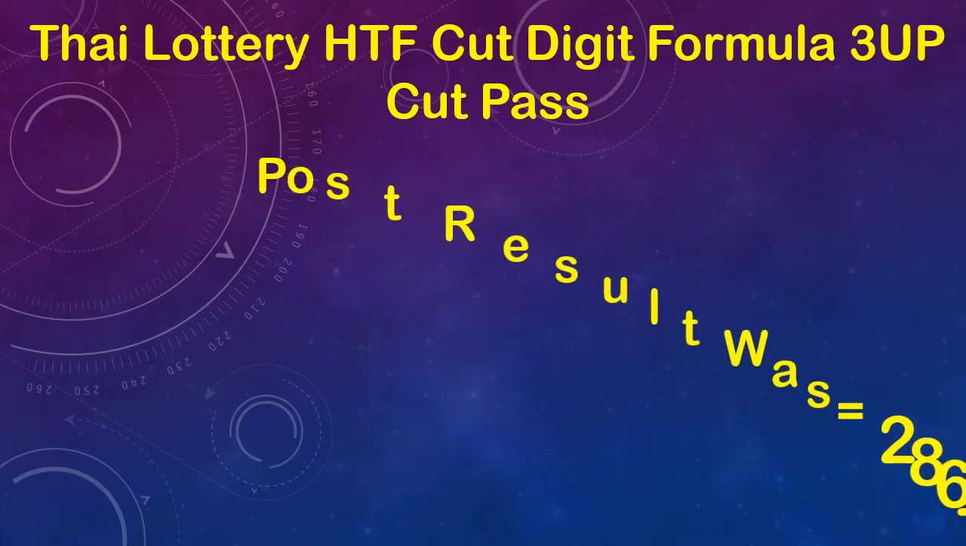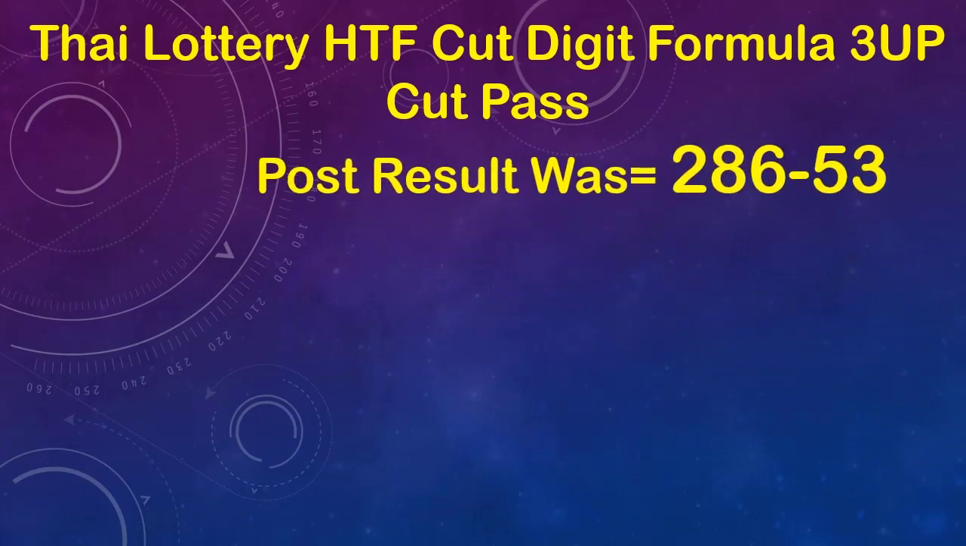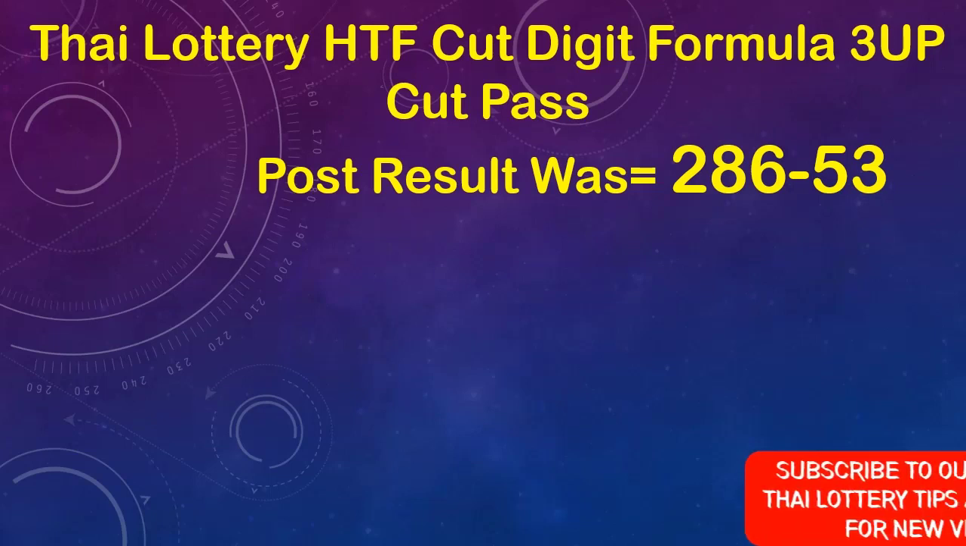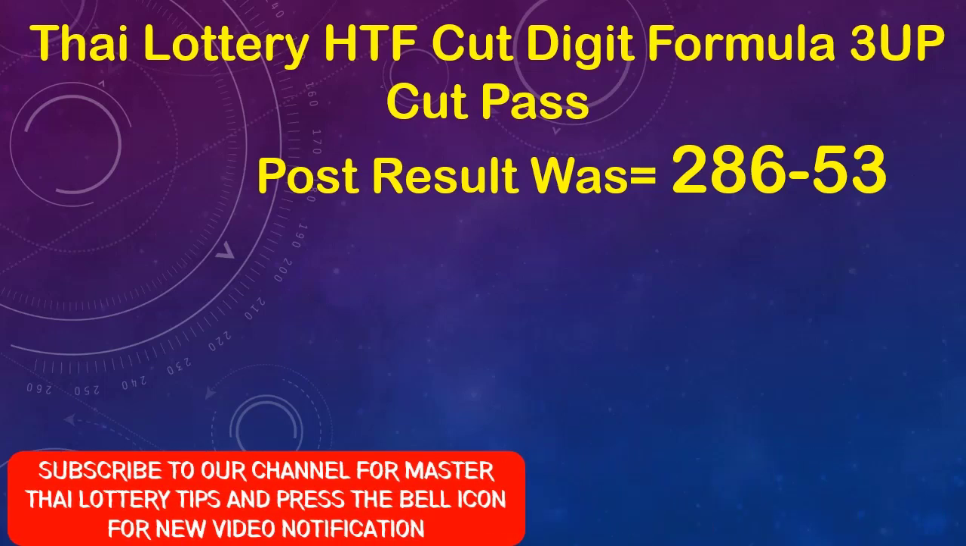Our next result is 28653. Now we're going to apply our formula in the previous result in order to get our cut digit for this result.